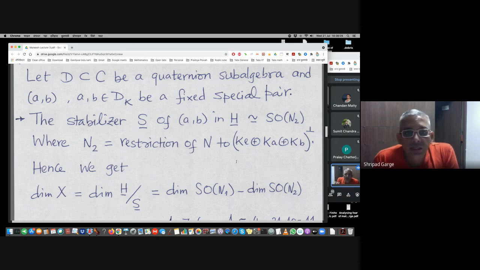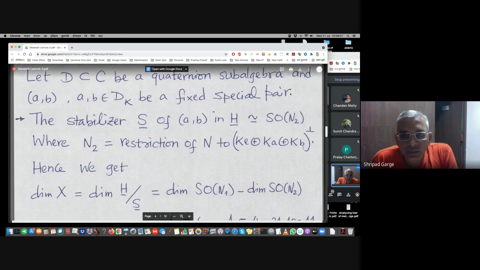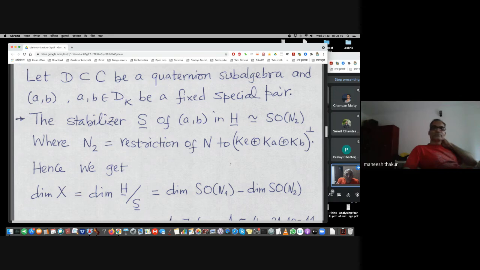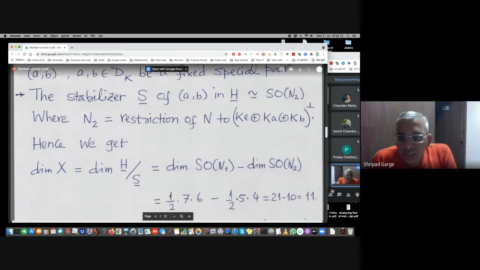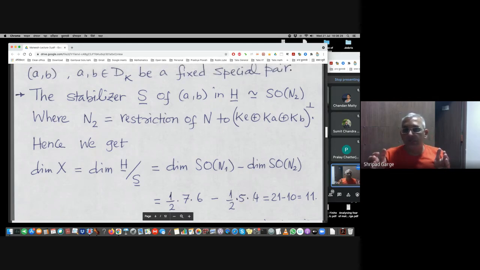Okay, so N2 is the restriction of N to the perp of this three-dimensional thing. This three-dimensional space is sitting in 8-dimensional space, so the perp has dimension 5. Correct. So N2 is a 5-dimensional form, and we have 5 by 5 matrices, and to compute the dimension we should look at 5 by 5 skew-symmetric matrices. So you have zeros on the diagonal, and then you count how many entries there are: 4 plus 3 plus 2 plus 1, that gives you 10.